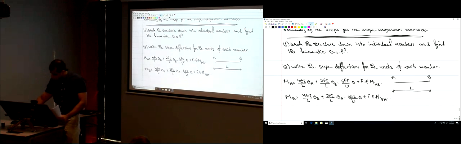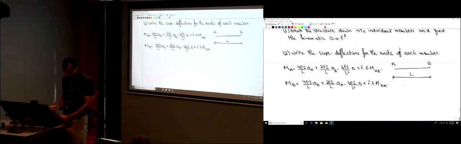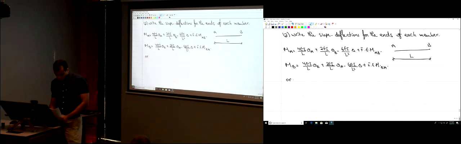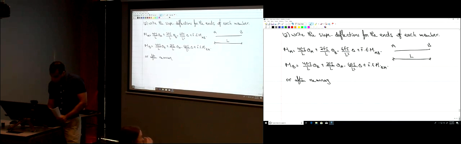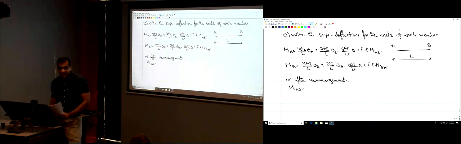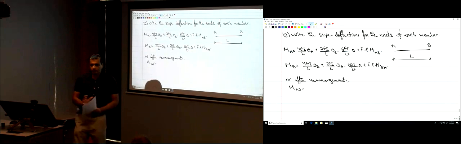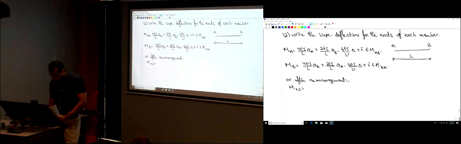The book rearranged this equation and wrote it in a different way. If you go through the textbook, I just want to write it as the textbook writes it, but I'm going to use the form that I just wrote. After rearrangement, the book writes it like this, just one equation, M_N. N is the near end of the member where you're writing the equation.